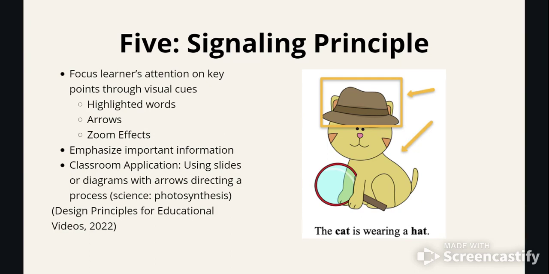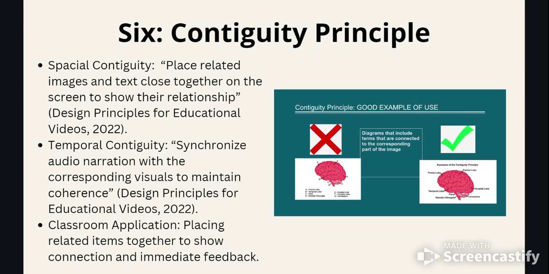I put a silly example on the right, but they are using arrows to show that the cat is wearing the hat. It's pointing to the cat and it's pointing to the hat, and you can actually see a box drawn around the hat, and this helps learners with gathering information.